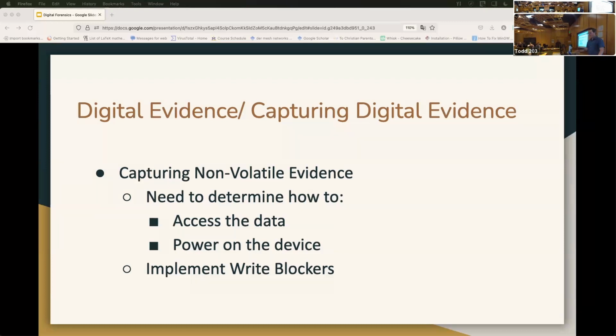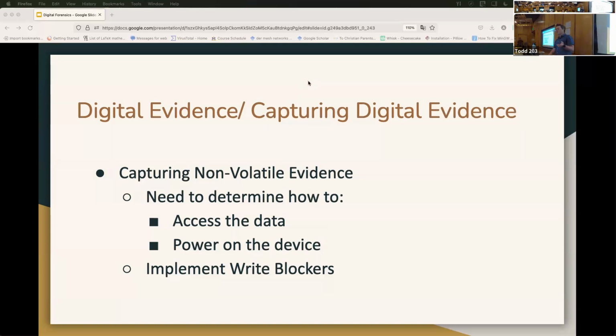So how do we capture non-volatile evidence? Well, we typically will have access to the hard drive or the disk, right? We need to figure a couple of things out. One, how to access the data, and two, how to power on the device. If the device is super damaged, we want to be careful with pumping electricity through it because that might kill our data. And also, how are we going to get in? You mentioned that the evidence might be encrypted. Do we have any way to break the encryption? How are we going to get access to it?